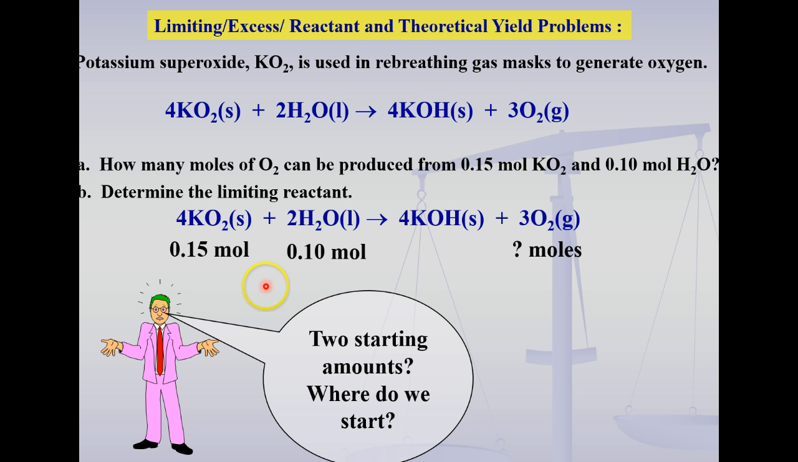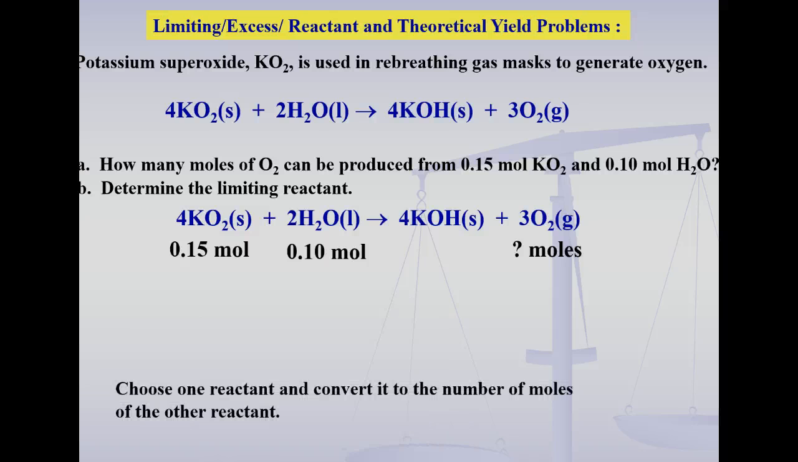So which one do you choose? You can't just randomly choose one. You have to figure out which one is going to be completely used up in your chemical reaction. So choose one. Doesn't matter which one. Choose one and convert it to the number of moles of the other reactant. So I always start with the first one that's in the chemical equation.